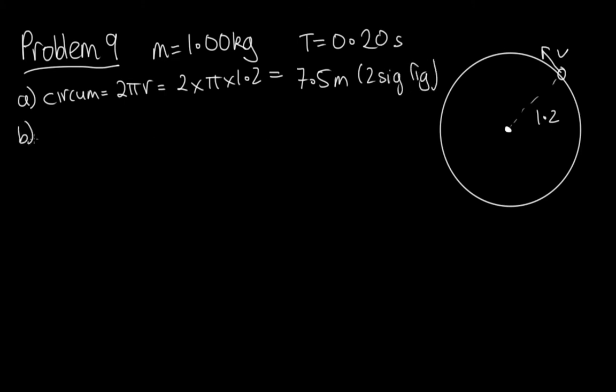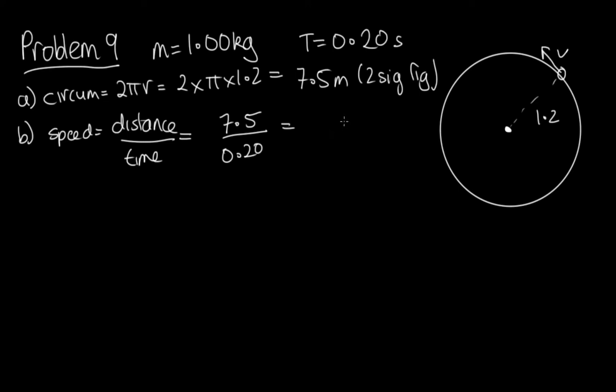Now part B asks us what is the speed of the object. So in order to do this, we can just use the formula speed is equal to distance over time. So we know it covers one circumference, one complete cycle, one complete circle in 0.20 seconds. So the distance is the 7.5 meters and the time is the 0.20. And so solving this on the calculator, we should just keep the extra significant figure from here, and we get 38 meters per second is the speed of the object going around the circle.